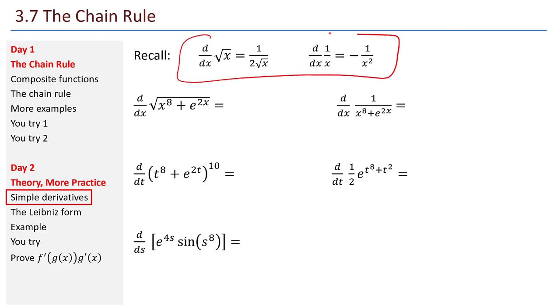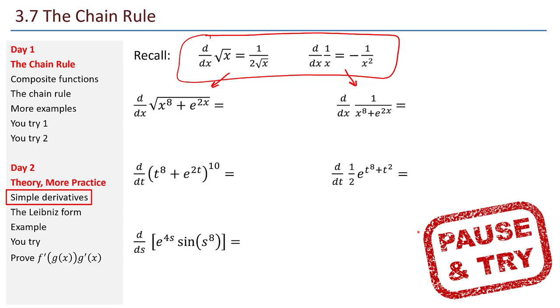Recall some basic derivative rules, that the derivative of square root of x is 1 over twice the square root of x. The derivative of 1 over x is negative 1 over x squared. See if you can use those rules to help you with the chain rule for the first 2 problems, and then take a look at the other problems as well. Pause the video, give these things an honest try, and when you are ready to check your work, play the video again.